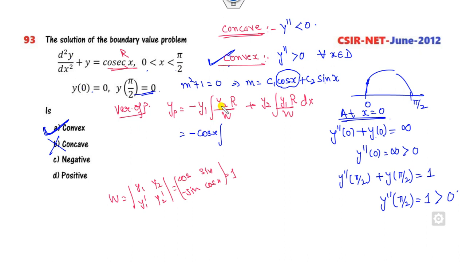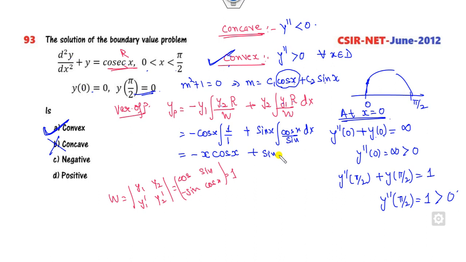Sine is my y2, sine into cosecant is my 1, 1 over 1. This is my sine. Wronskian is 1, y1 is my cos. Cos and cosecant is my cos over sine. So the answer of this is minus x cos x. This is the log of sine x. So sine x log of sine x.